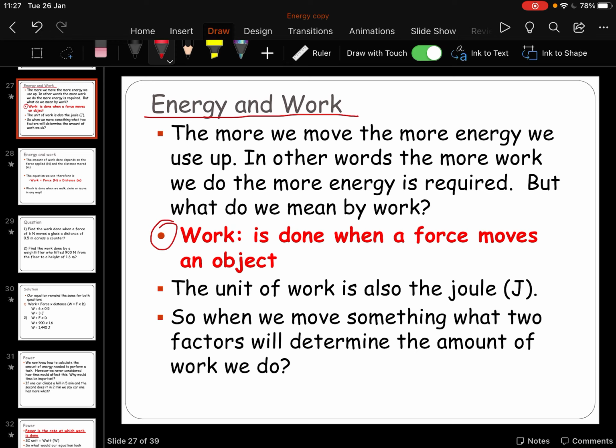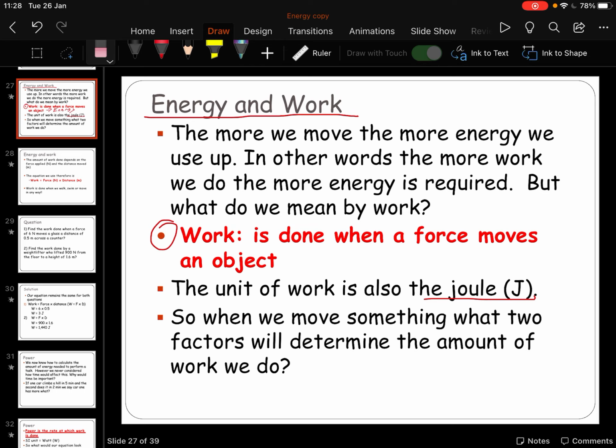You lifting your hand, that's a force to lift the object, your hand, up. That's force moving the object. That's your work done. Standing up, that's the force moving your body to stand up. So work is when a force moves an object, and its SI unit is joules. Now, because it's joules, what does that mean? That means it's a form of energy. So work is a form of energy.